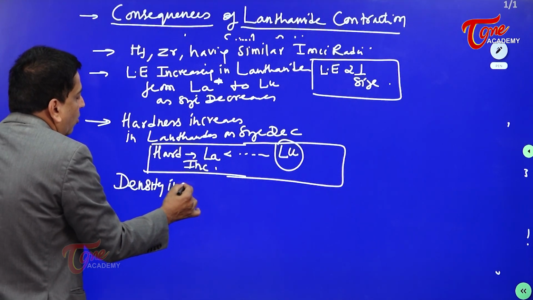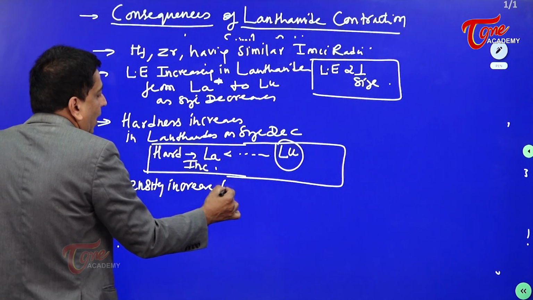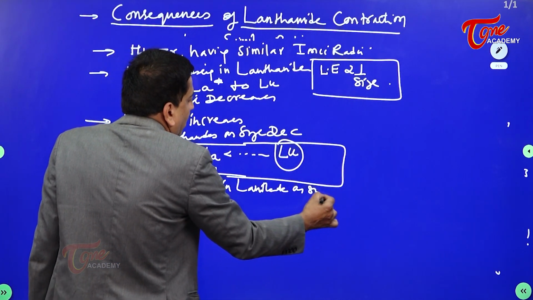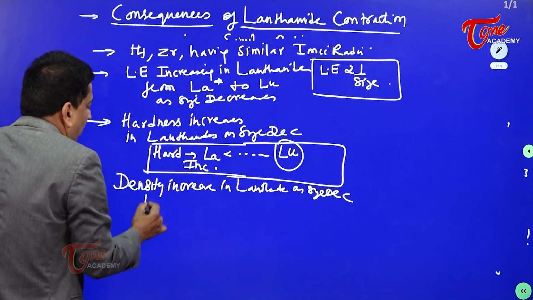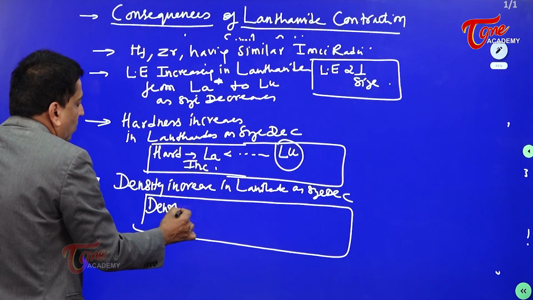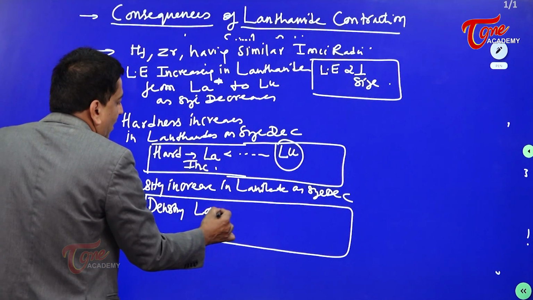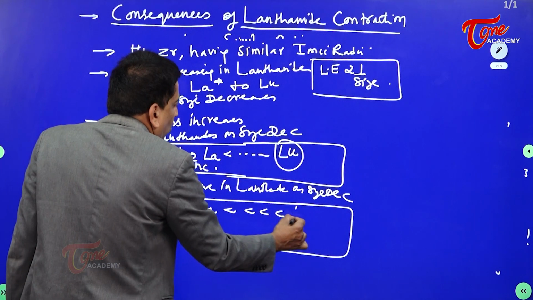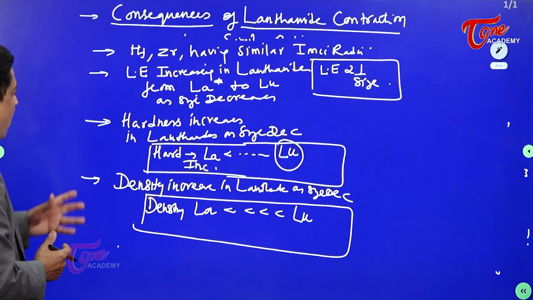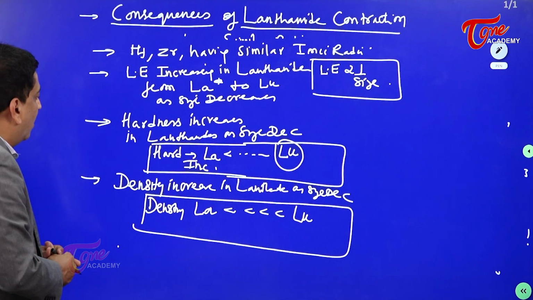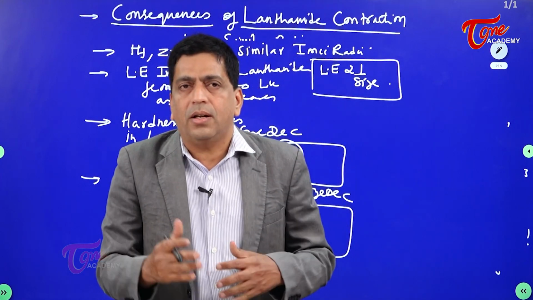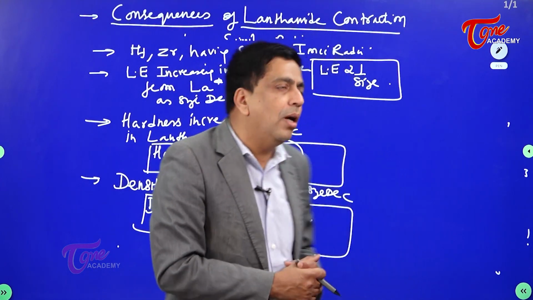And then you have density. Density also increases in lanthanides as size decreases. So you can actually see the density trend. Lanthanum is less dense compared to lutetium. Because of the increase in hardness. So as hardness increases, or otherwise as density increases, hardness would be increasing.